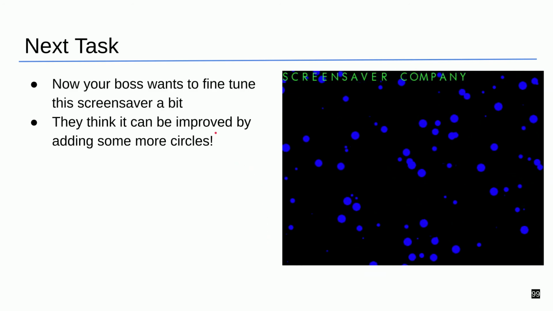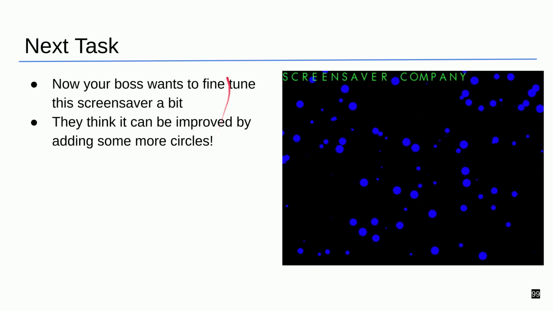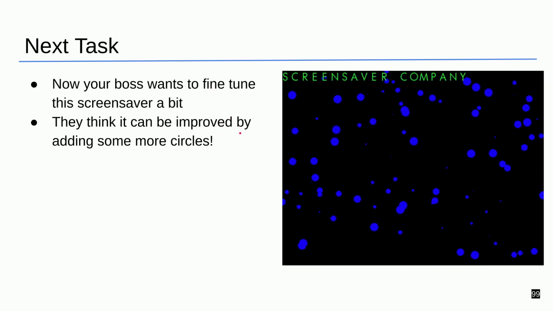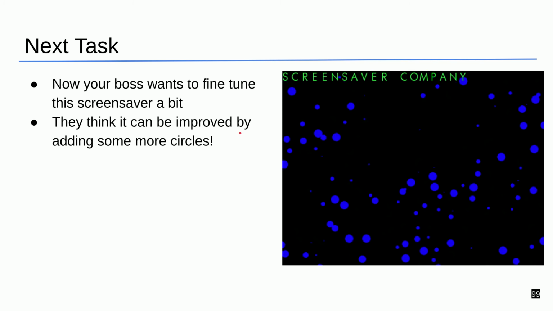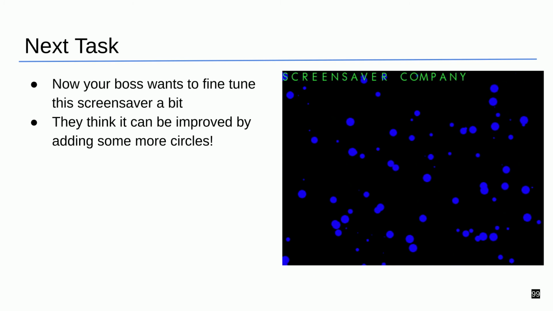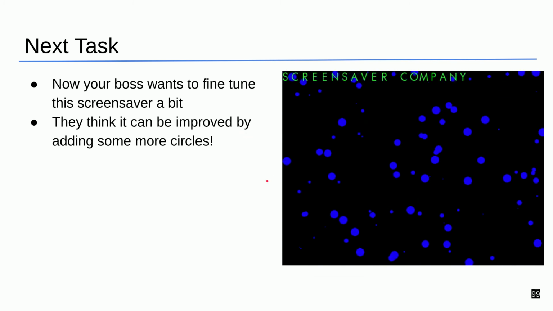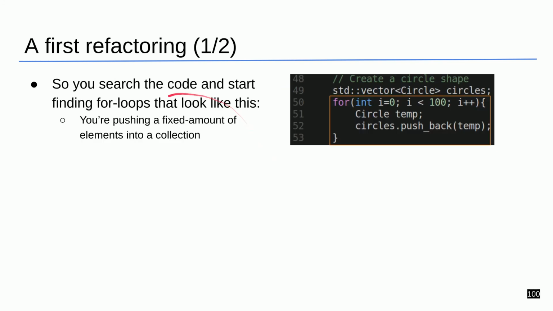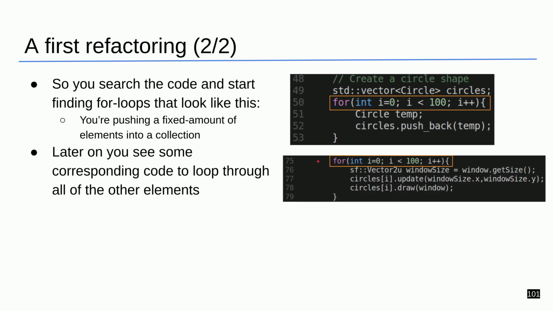Okay, so your next task, final pattern for today, is that now your boss wants to fine-tune the screensaver just a little bit. And I think it can be improved by adding more circles, right? This screensaver is kind of boring here. So first, refactoring. You search the code, and you start finding for loops that look like this, because you need to add more circles. And you say, okay, in this loop, I'm creating a vector, which is a container data structure of all these circles, and I'm going to loop through 100 times and push in a new circle. Okay, I'm going to do that 100 times.